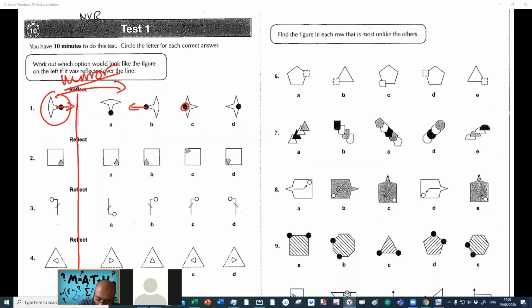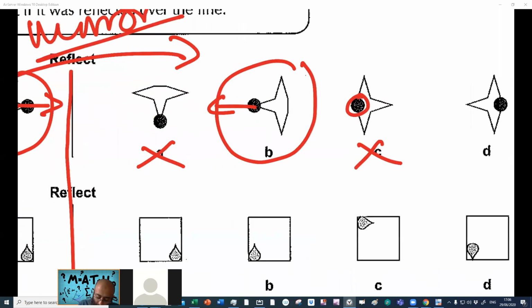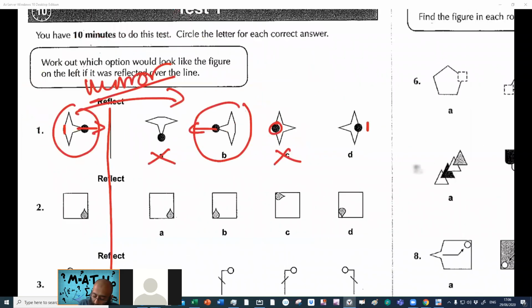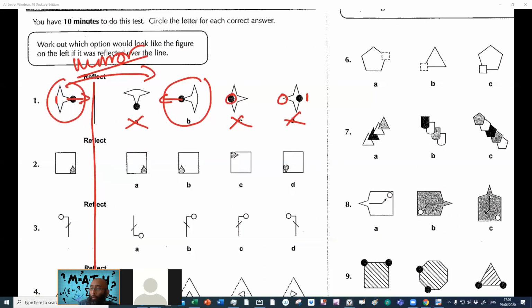So when you reflect the shape over, you will get shape B. A is being turned around. C is just the circles in the wrong place. And D is wrong because it's supposed to have a flat part at the back. If you look at this original here, it's got a flat part here. And also the dot's supposed to be at the front. So there's loads of reasons why that's wrong. Okay, so number 1 is B, lovely.